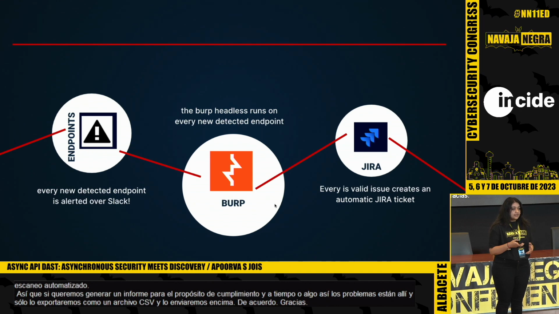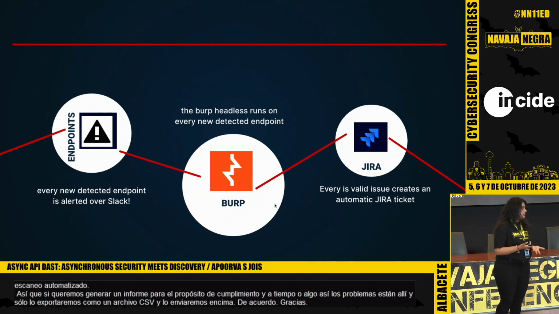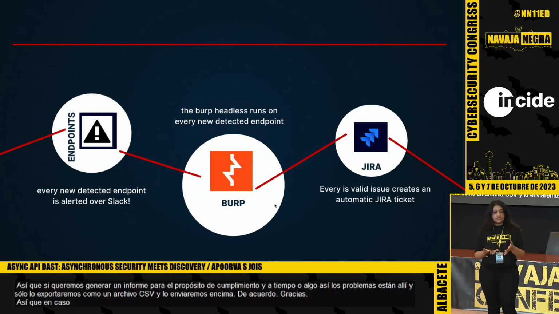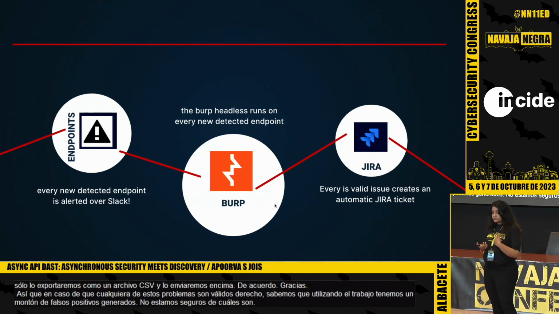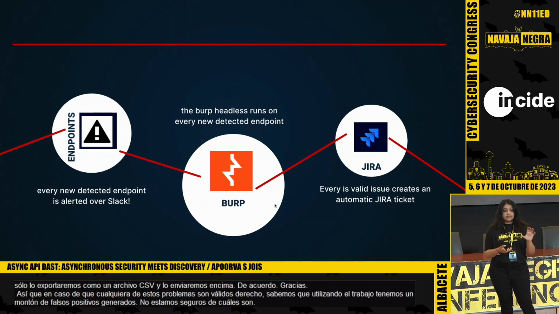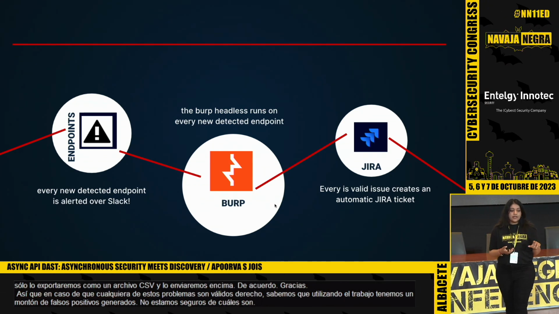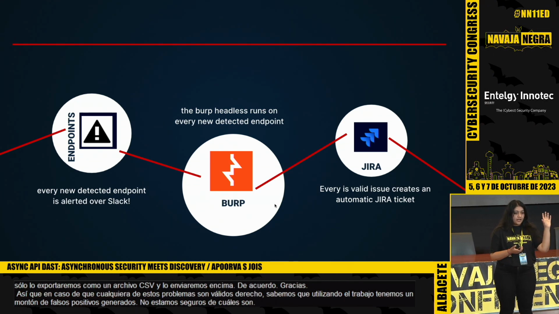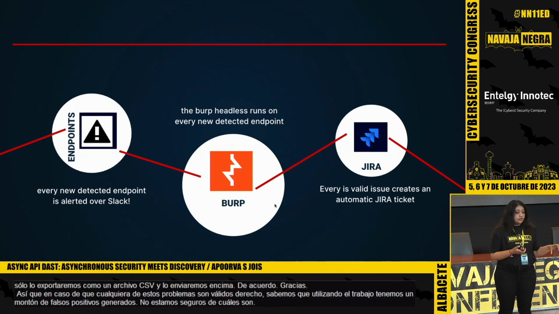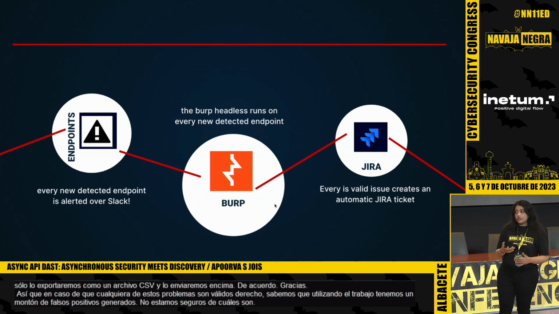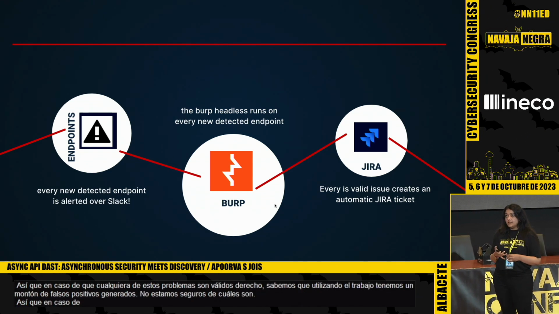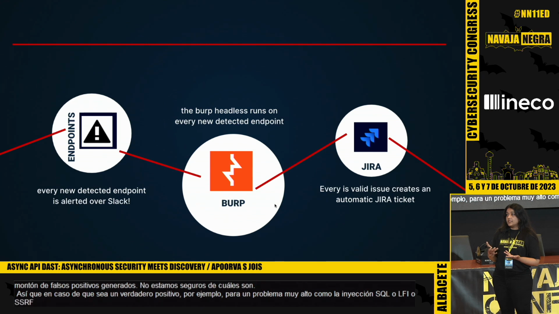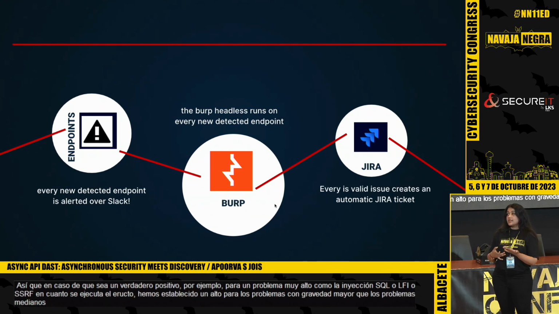So in case it is a true positive, for example, a very high issue such as SQL injection, LFI or SSRF, right away, as soon as Burp is run, we have set up the automation for issues with severity greater than medium, and high issues. Directly, Burp will send it, and we have added an automation to create a Jira ticket. As soon as the issue is created, the developer is made aware of the issue and can start working on the fix.